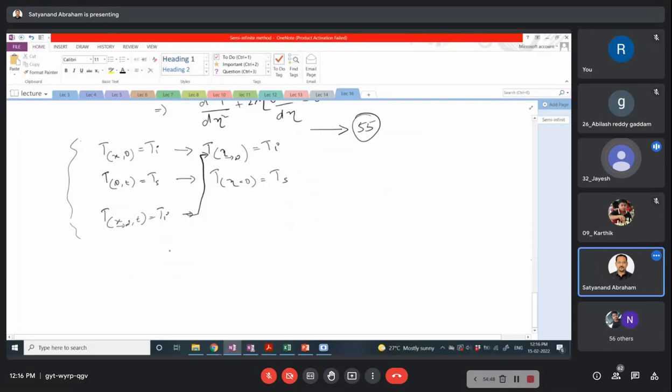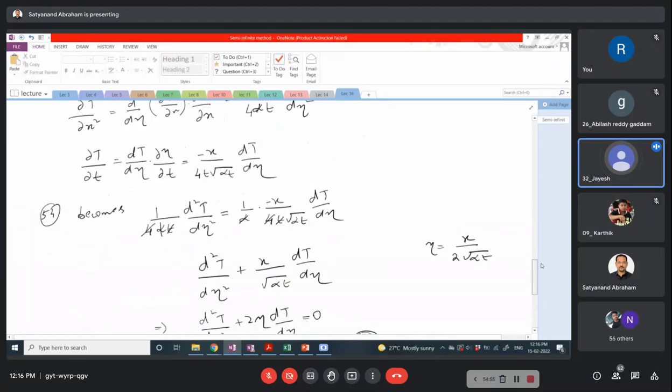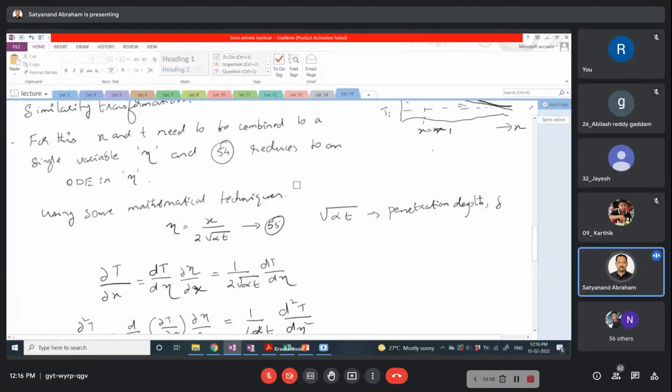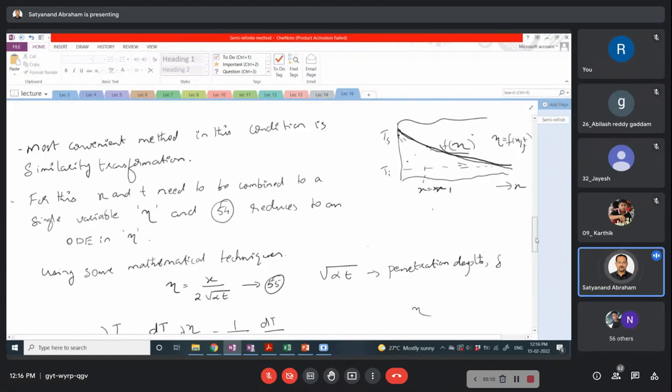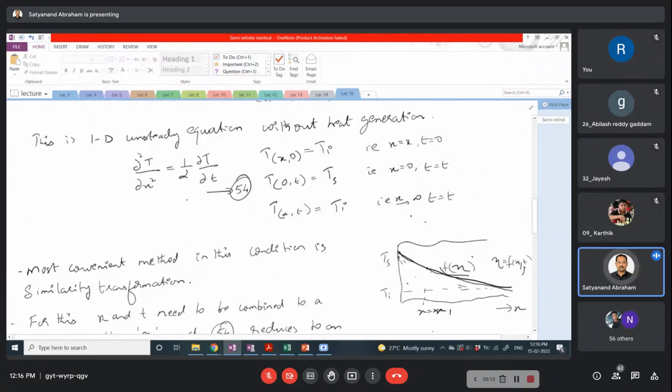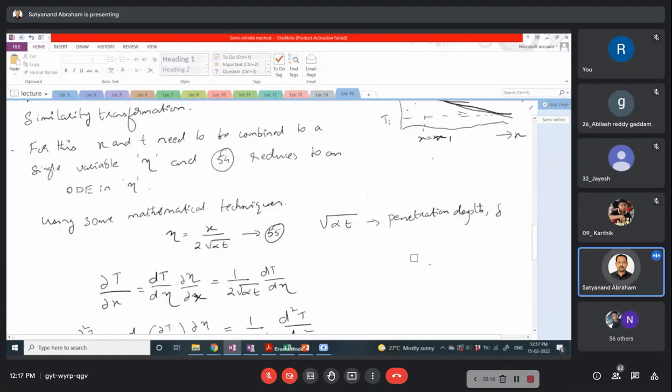Okay. But sir, how did we get that expression eta equal to x by 2 root alpha t? Yeah, there are some mathematical techniques. You need to first consider a variable eta, and then you have to multiply your basic equation with that and reduce it. It is a lengthy mathematical technique. Directly from the physics also you can have that, but you will not get the right value.